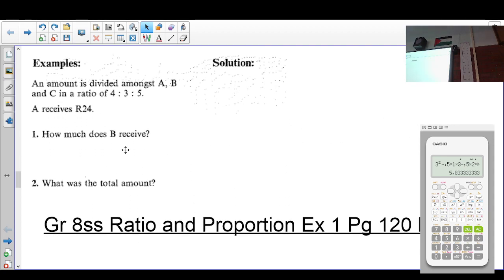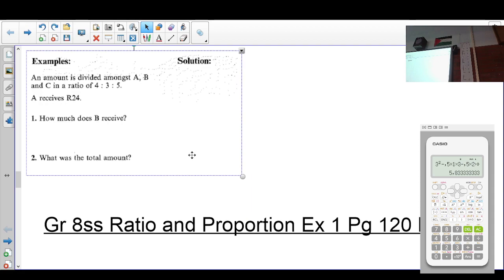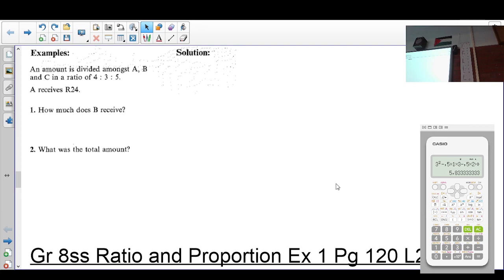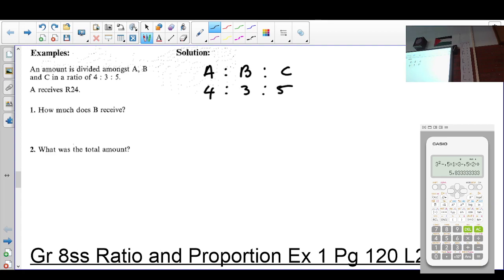The last example for this lesson. We are told here that an amount is divided amongst A, B, and C in the ratio 4:3:5. So we got A is to B is to C as 4:3:5. Is there anybody confused at this point? You're all with me then?